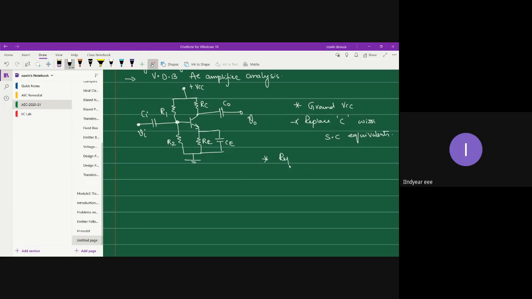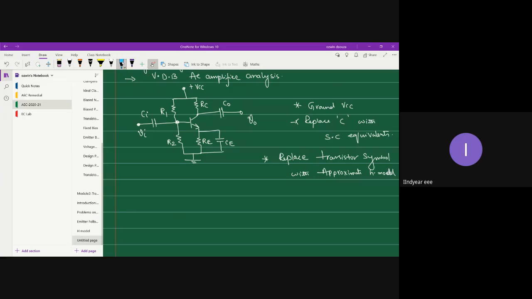So I will write this statement: replace transistor symbol with approximate H model. That's all you have to do. Replace transistor symbol with approximate H model.